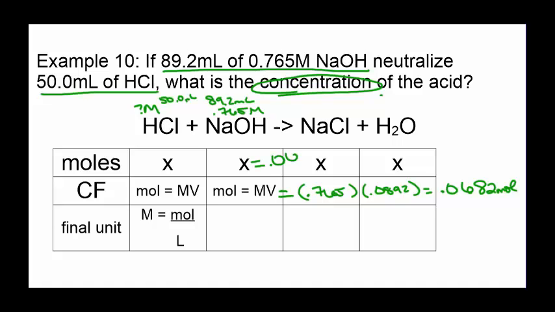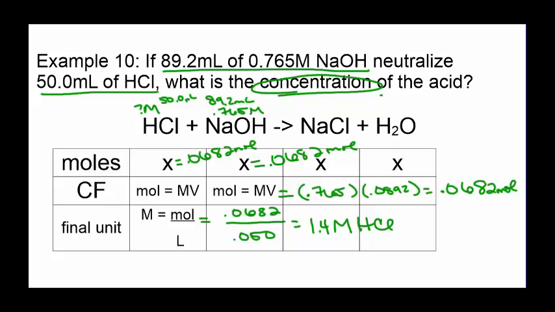Now this is moles, so this is what's going to equal X. So X is 0.0682 moles. So of course our X over here is also equal to 0.0682 moles. And then we plug that into our formula. All right, so now we have moles, 0.0682 divided by liters. Now we have 50 milliliters, so we're going to change that to 0.050 liters. And when we do that math, we end up with a molarity of 1.4 molar HCl, which is what we got when we did M1V1 equals M2V2.